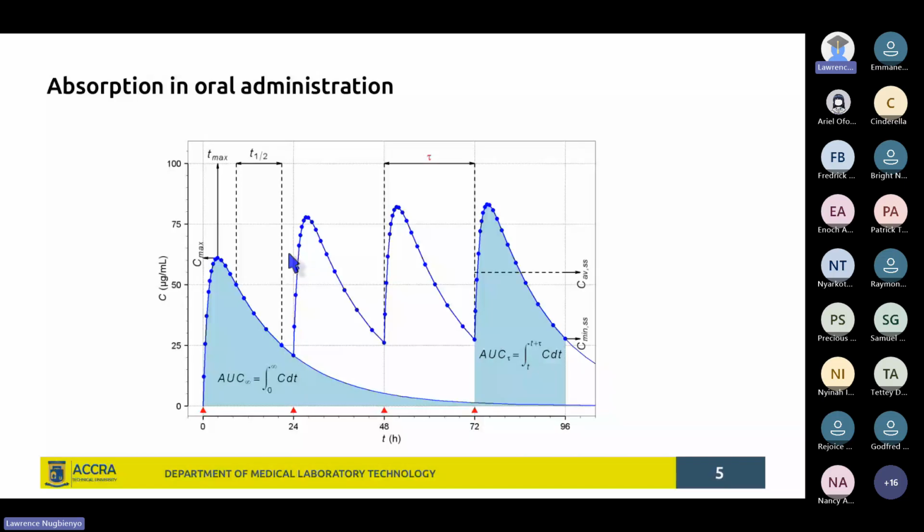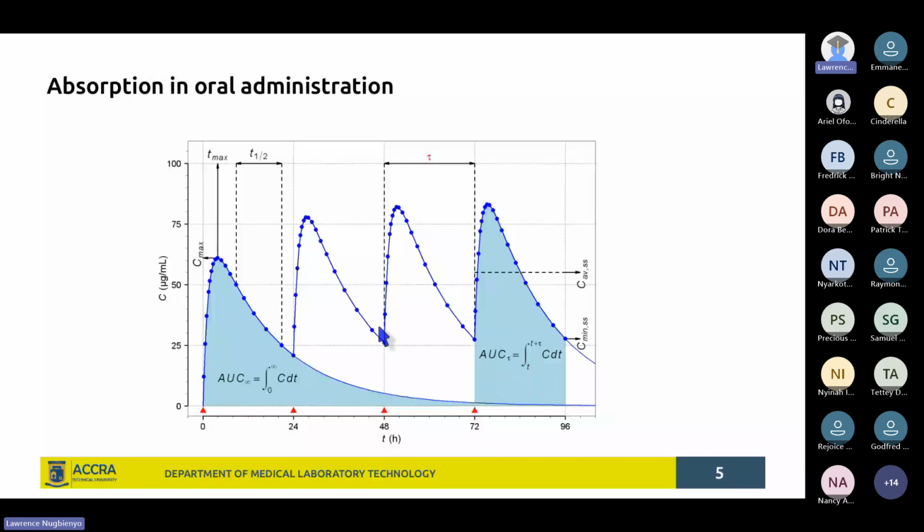Either you take one every 4 hours, or they tell you to take one in the morning, one in the afternoon, one in the evening after meals, or one morning, one evening. So you have these multiple doses. Now, if it is so, then this curve will look more like it is repeated over a certain period of time.